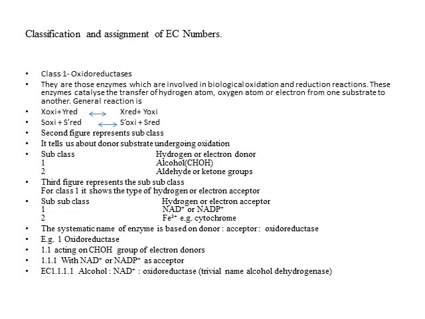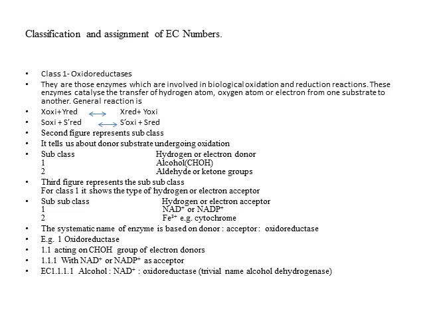The second figure represents the subclass. It tells us about the donor substrate undergoing oxidation. It means which substrate is donating hydrogen or electrons. If the subclass is 1, then alcohol is the hydrogen or electron donor. If the subclass is 2, then an aldehyde or ketone group is the hydrogen or electron donor.